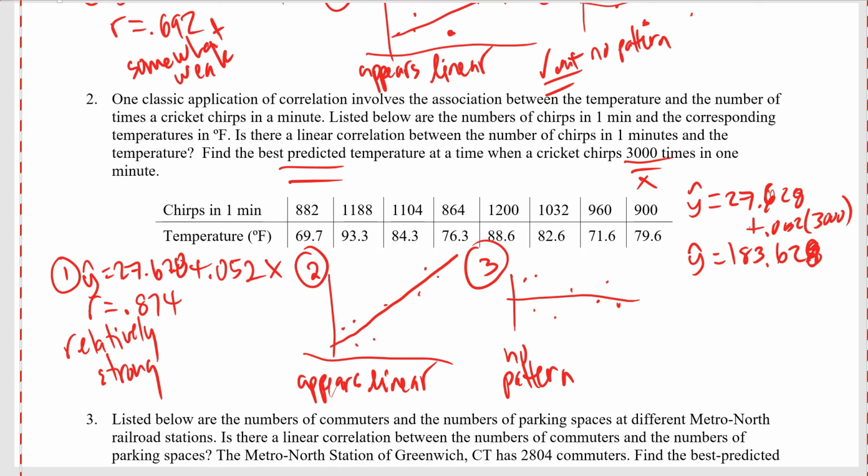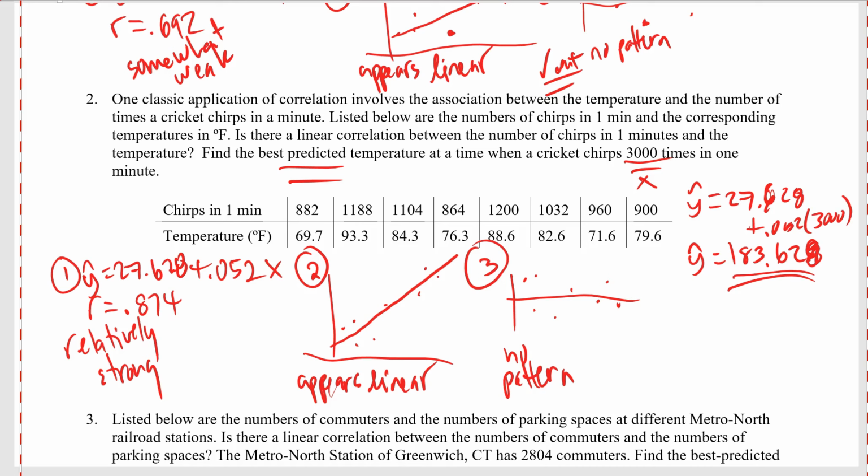The other thing that should have stopped you is this is temperature. We're talking about 183 degrees Fahrenheit. If that cricket's chirping, it's like a small scream of death, right? It's got like 3,000 chirps per minute. It's just screaming at you. It's dying from the heat. That's just sick, okay? This is not valid.